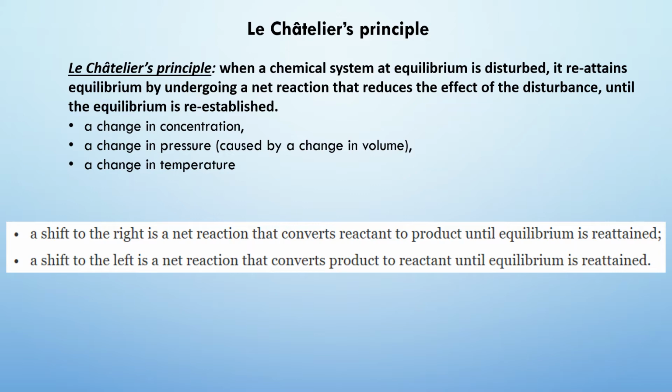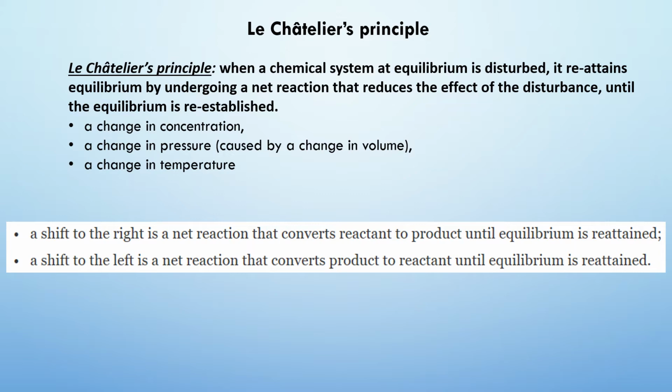So the Le Chatelier principle in chemistry states that when you have a chemical equilibrium, you have a reaction that already reached a chemical equilibrium, and if you disturb this equilibrium, it will reattain the equilibrium by undergoing a net reaction. So this net reaction will reduce the effect caused by this disturbance until the equilibrium is reestablished.